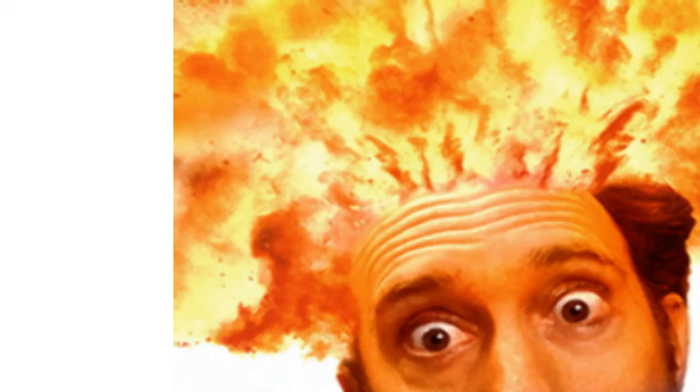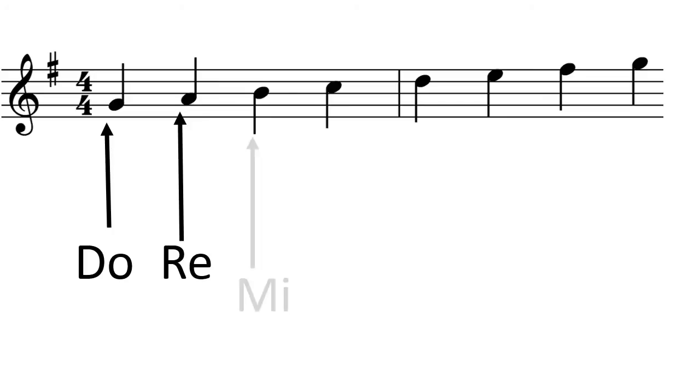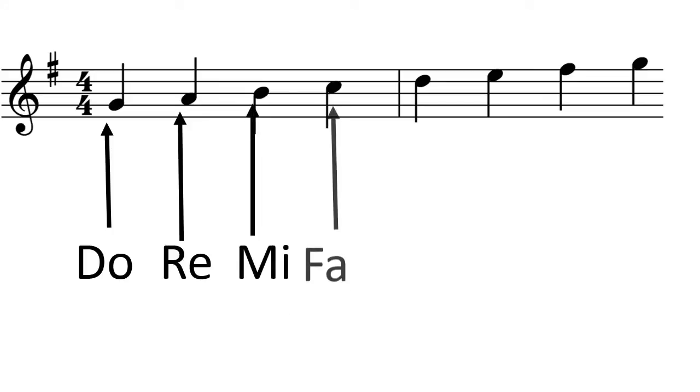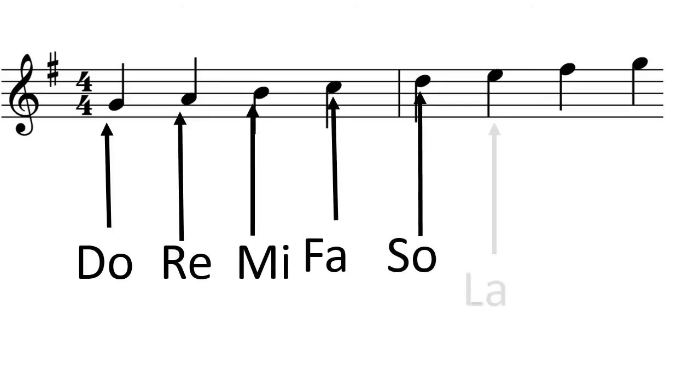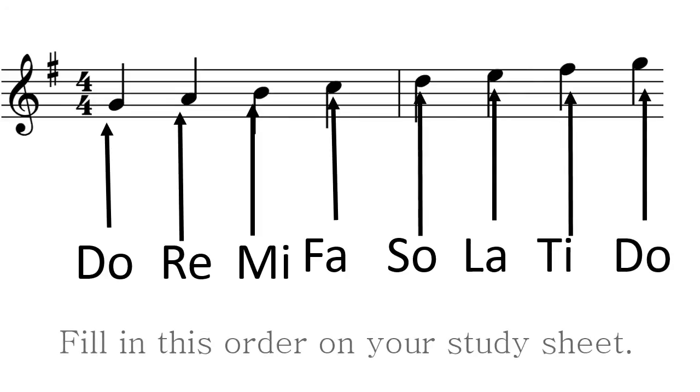Now, I'm going to blow your mind with this next thing. The hard part about solfege is do does not always stay in the same spot. So if we look at this next example, if do is here, the good news is it's the same order. So now re is here, mi is here, fa is here, so, la, ti, and do. On your study sheet, go ahead and fill this in. It's the next example.